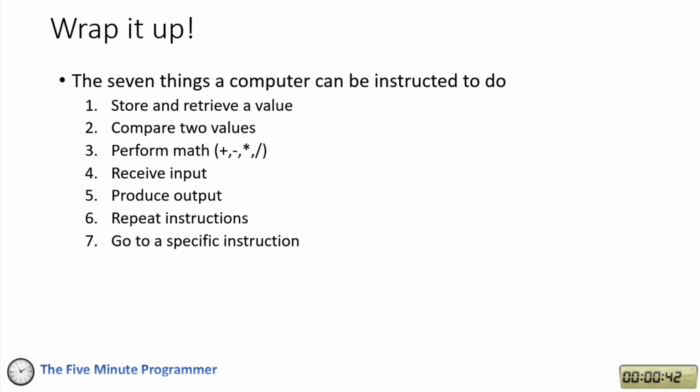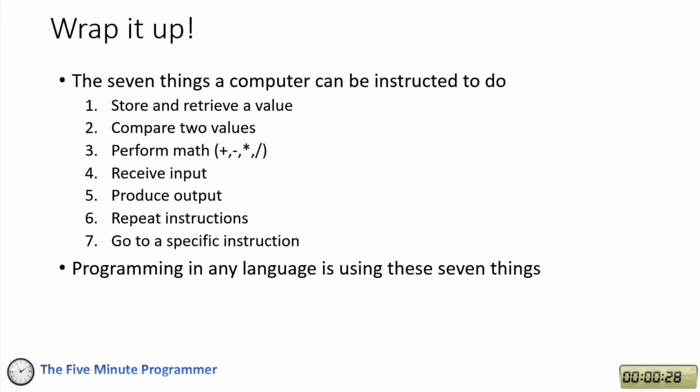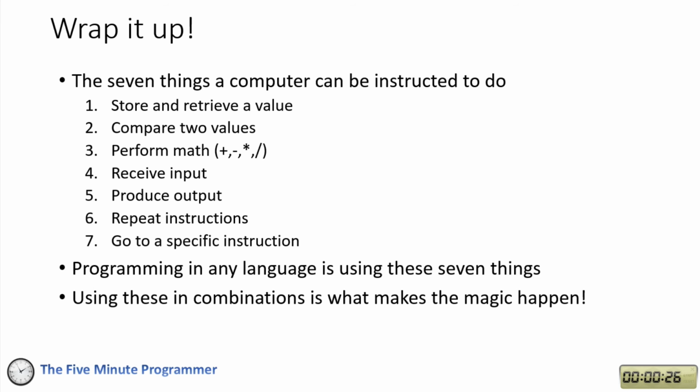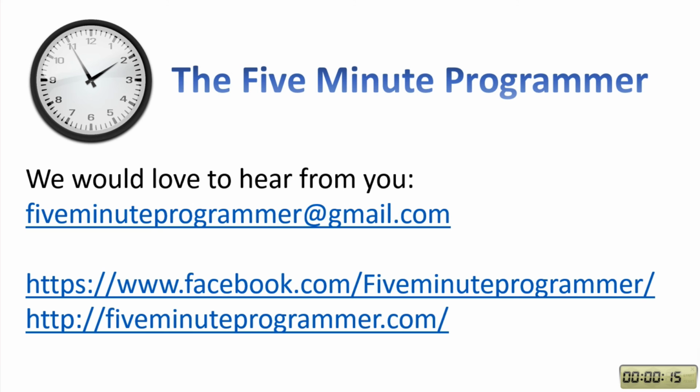All software that's written, no matter how wonderful of a thing it does, a video game, a word processing program, at its core, at its heart, at its fundamental level, it does these things. Using these in combinations is what makes the magic happen in programming. So that's it for this session. We're going to start moving towards these specifically to look at how we might program them.